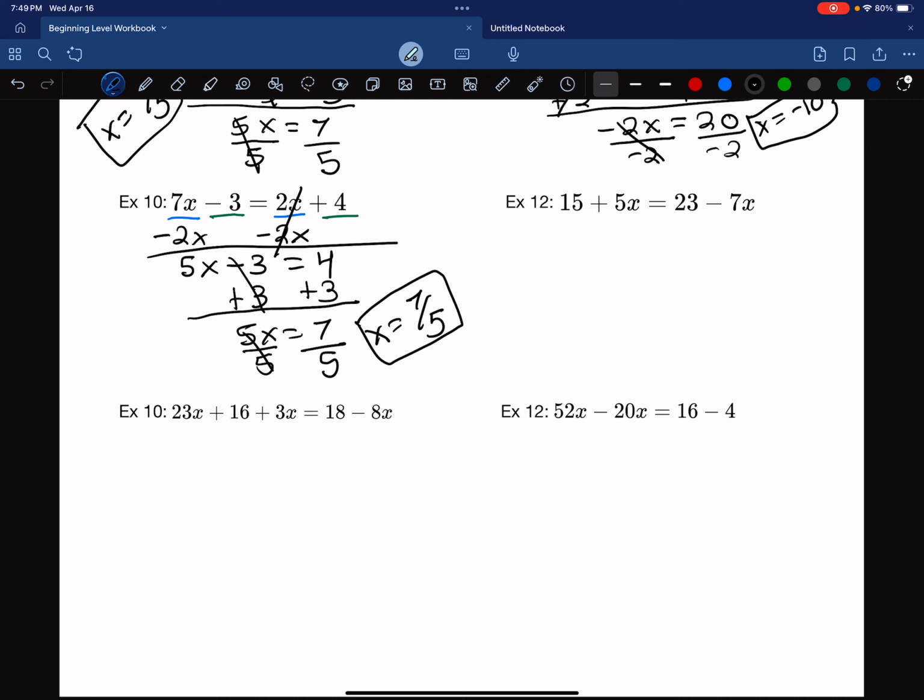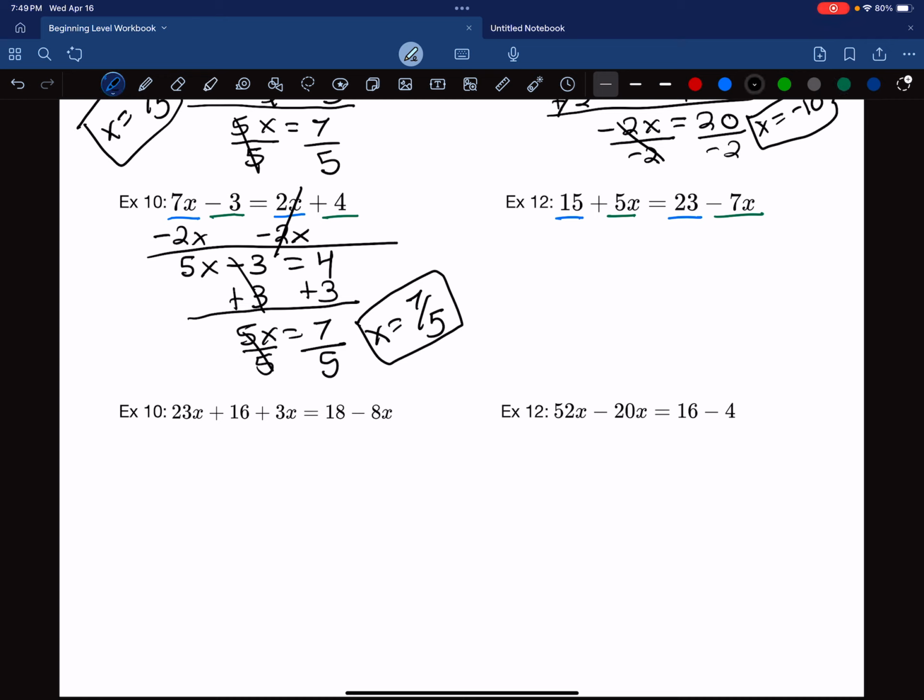Looking at our next example, it's pretty similar, except it's just a tad bit different, but I encourage you to give it a go. Now let's work through it together. So, like always, let's underline our like terms. We got a 15 and 23. And then we got a 5x and a negative 7x.